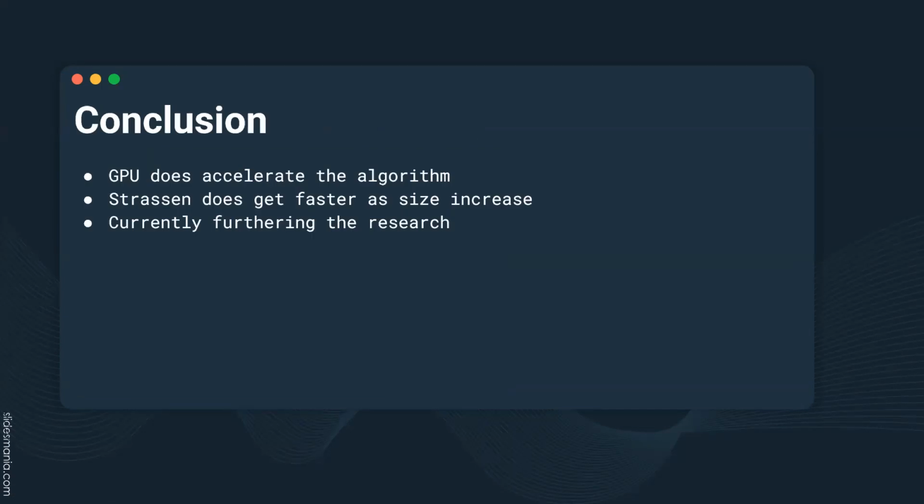So the main conclusion we had in this research is that the GPU code does accelerate the algorithms, and it does a pretty good job of that. Another conclusion we had is that the Strassen algorithm gets faster as the size increases. Right now, we are currently furthering the research.